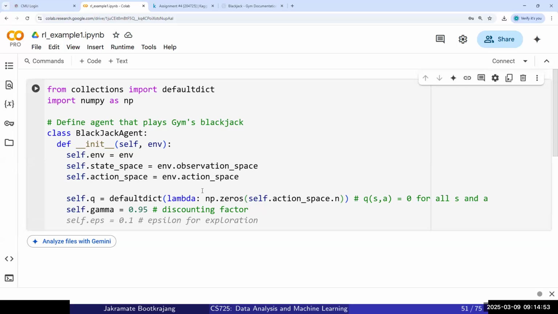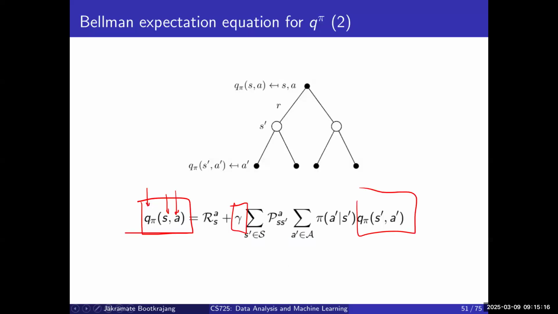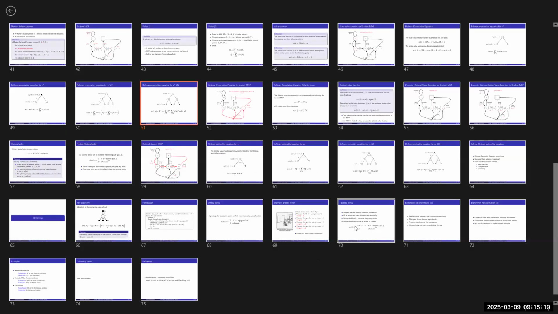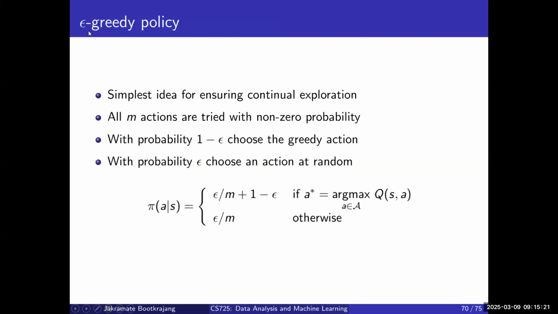So we need to specify the epsilon. The epsilon is needed because when you begin learning, you don't know which action is the best. So you want to take some random guesses at the start, and later on you would want to use the best action. From last time, we talked about the epsilon greedy policy. Basically, we have this Q value.